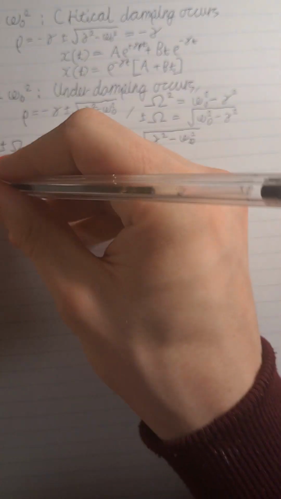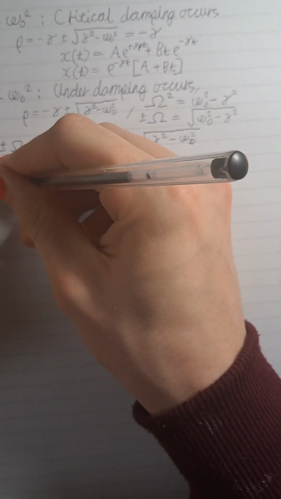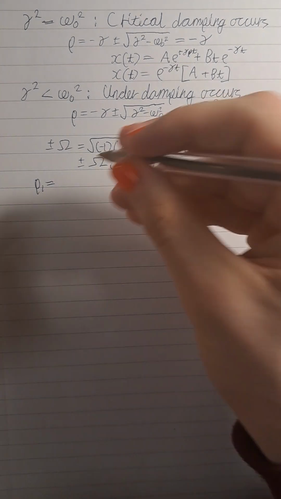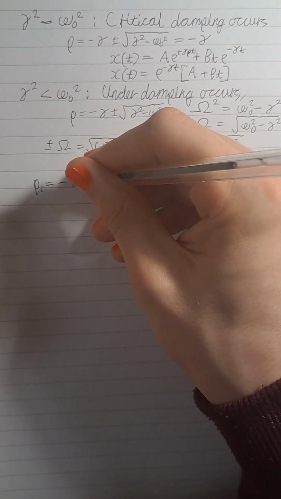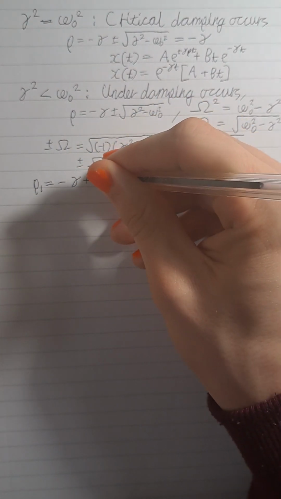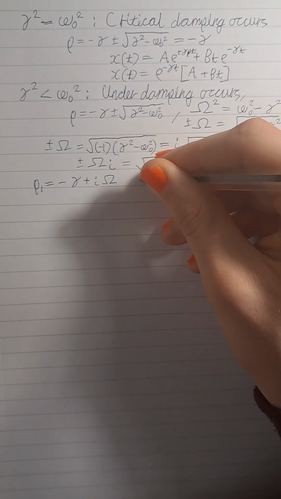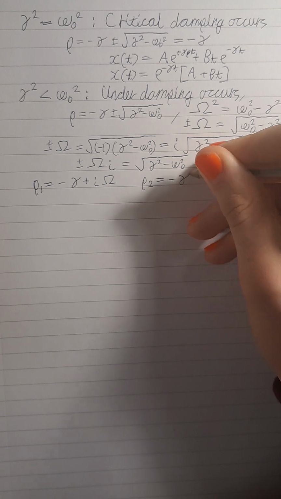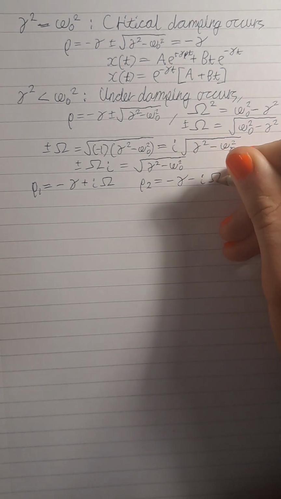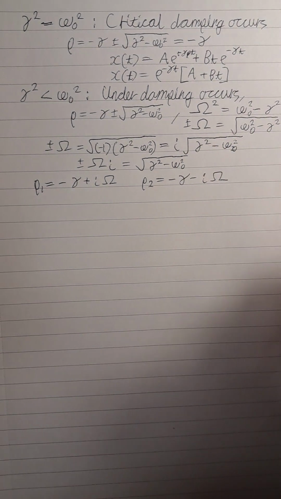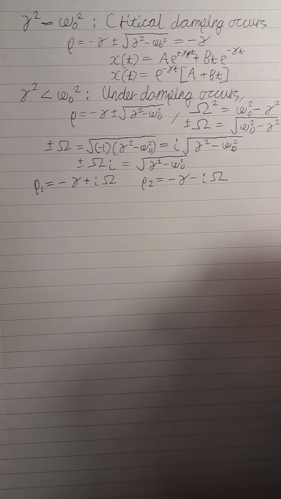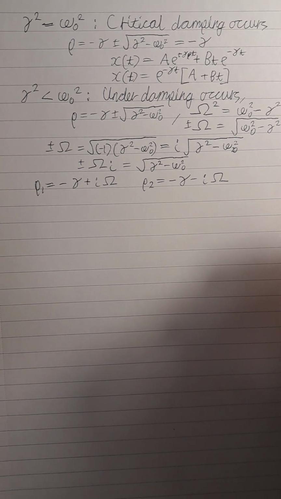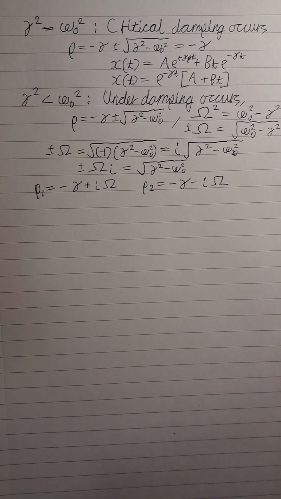So this means that our first value for P, because we get two solutions, is going to be equal to minus gamma plus I omega, like that. Our other value, P2, is going to be equal to minus gamma minus I omega, like that. Lovely. Then comes a little bit of a tricky part.